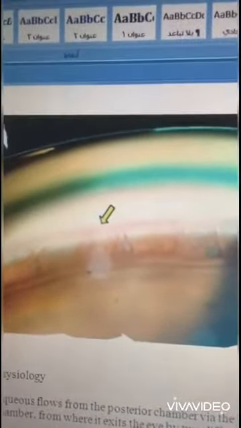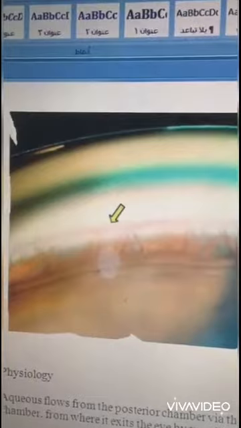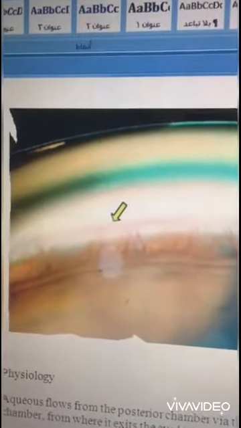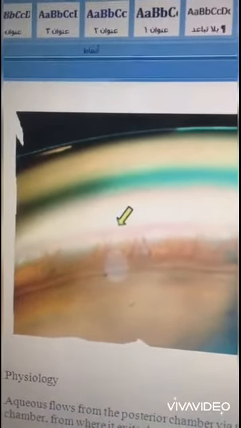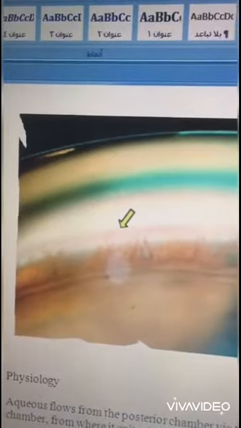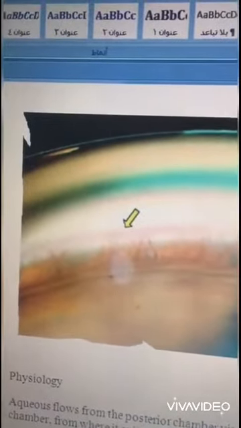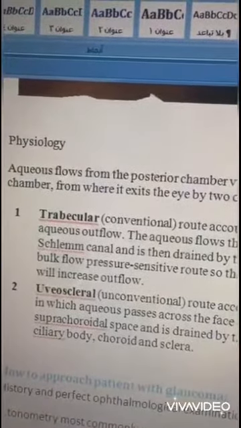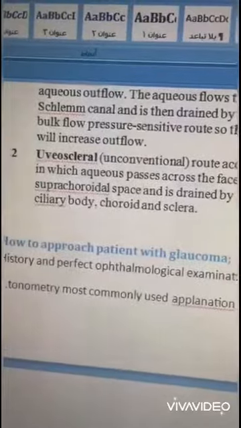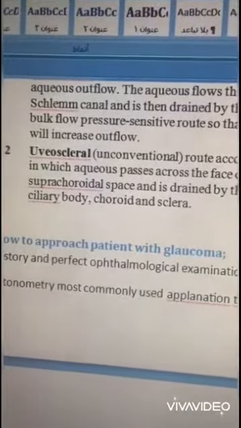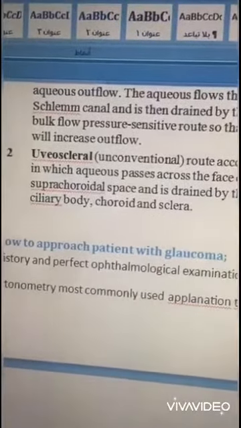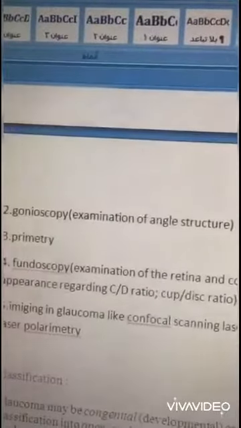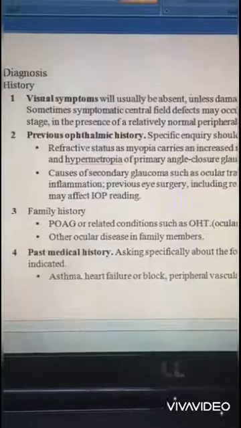This is a gonioscopic picture of the angle of the anterior chamber, and you can see the brown color is the iris, and then there is the scleral spur, and the yellow arrow refers to the trabecular meshwork. Here is the route for aqueous outflow. How to approach patients with glaucoma? Any patient we should approach by visual acuity, by IOP measurement, and by gonioscopy.